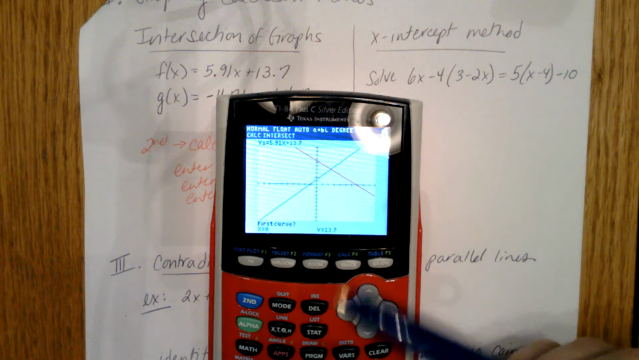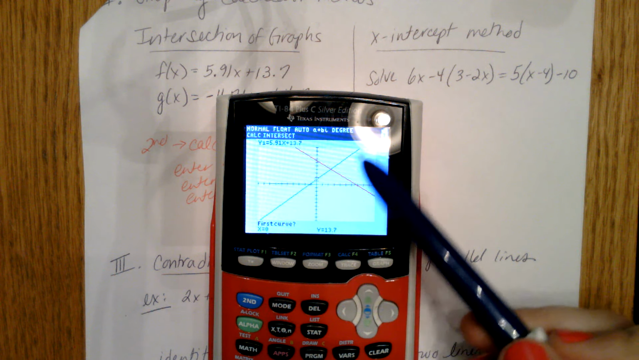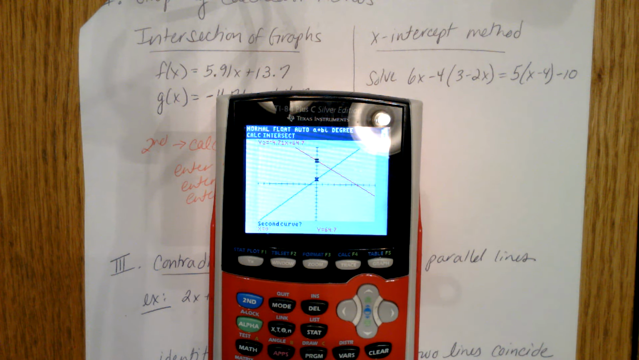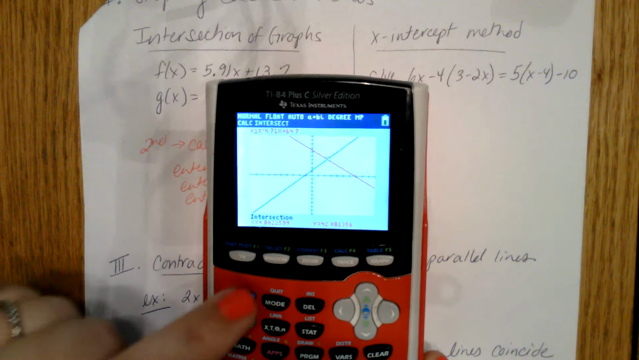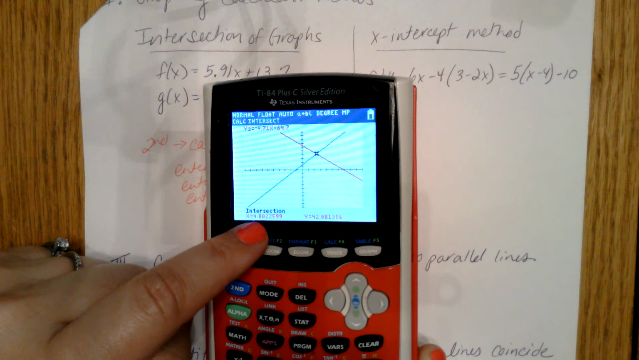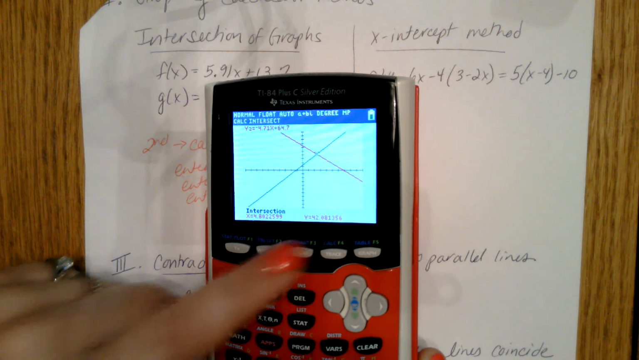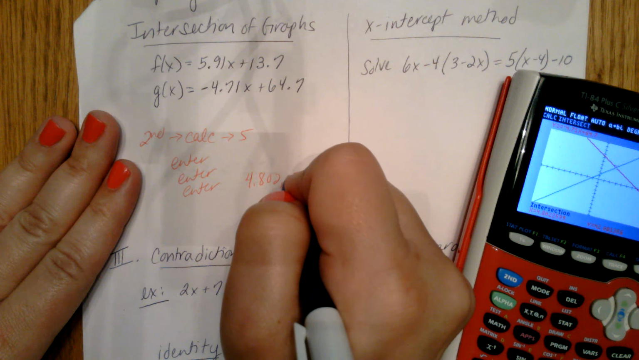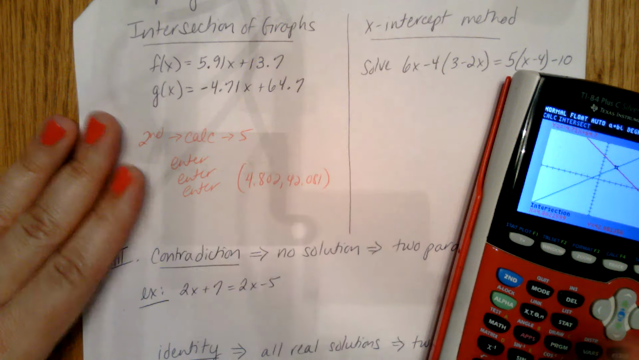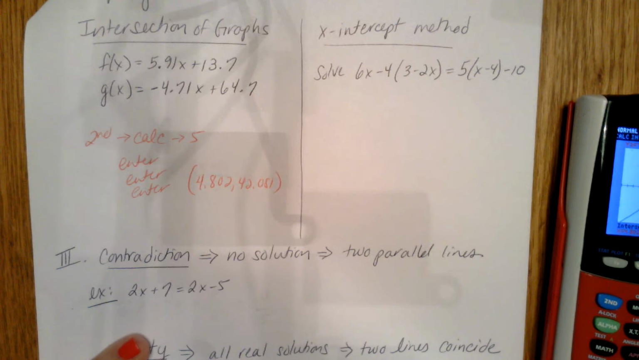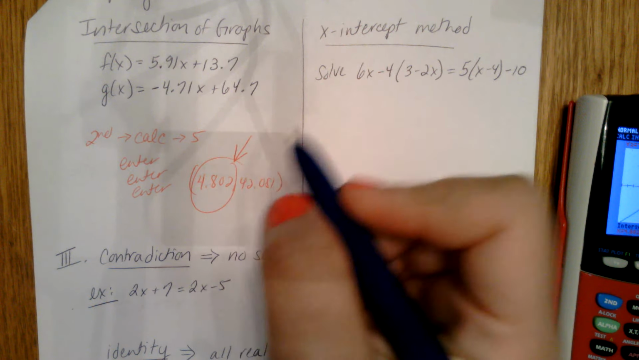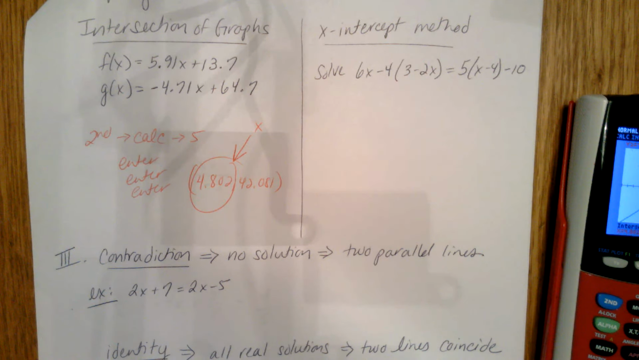And now it's going to ask you 3 questions. First curve, your first curve in my case would be this blue line right here. So you hit enter. Then it moves it to the red line, enter, and then it's going to take a guess, enter. So my intersection is right here. Might be hard for you to see, about 4.802, 42.081. Now again, which number are we more concerned about? We are more concerned about the x that they are sharing. So that would be the solution, okay?